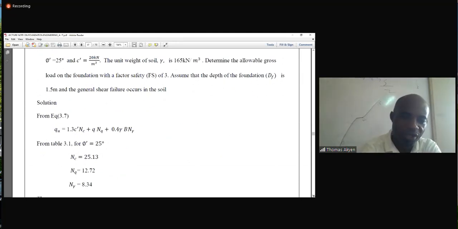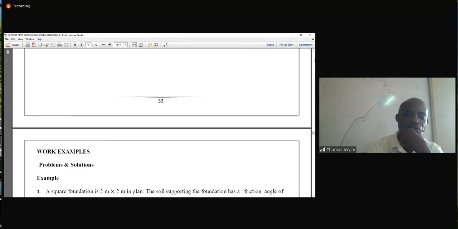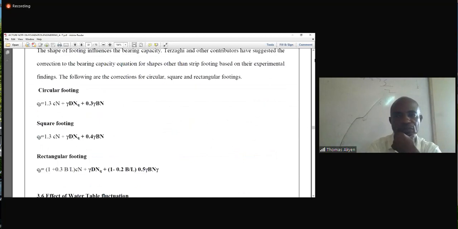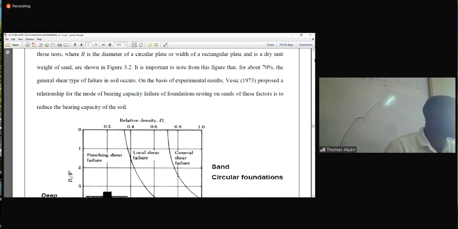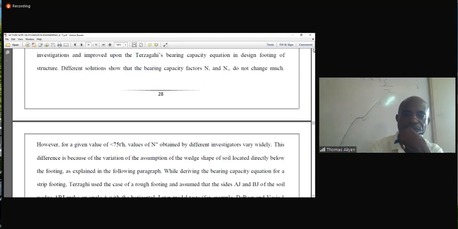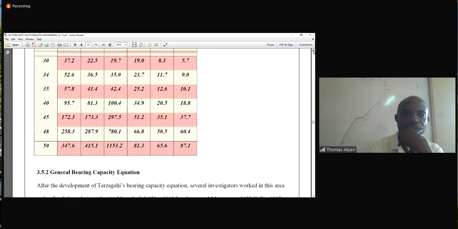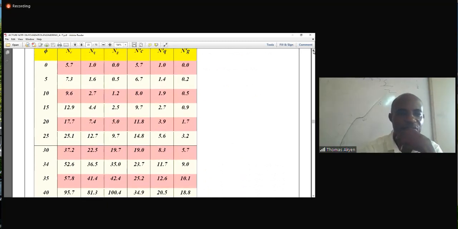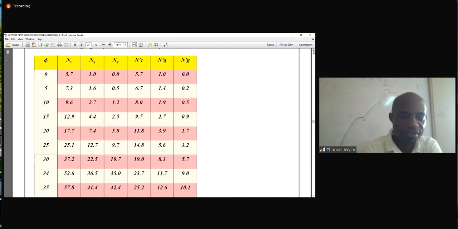You go back to the table that we have. Phi equals 25. When it comes to this table that we have here, our phi is 25. When it comes to phi 25, you will have our Nc.